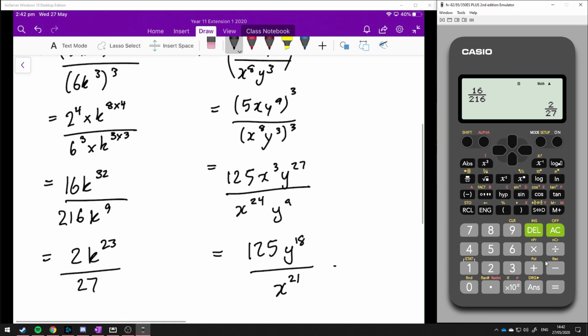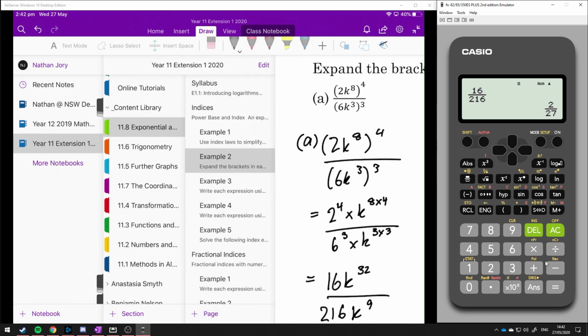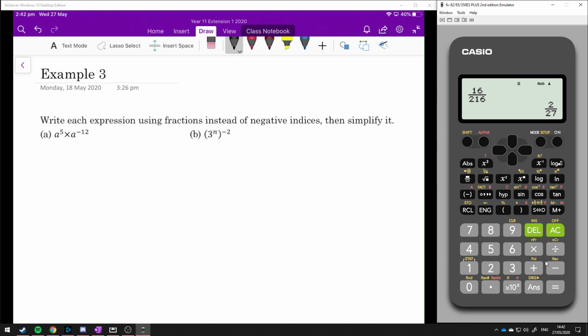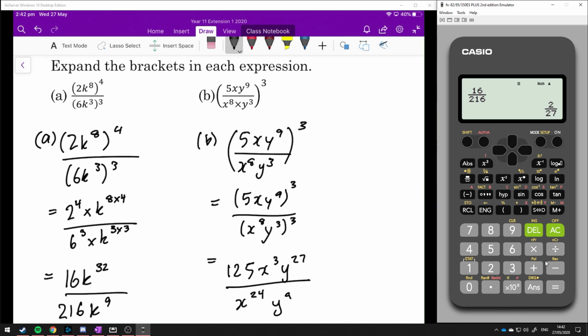So we've got A and we've got B over there. And we'll have a look at one more example. Well, no, not yet. I'm going to finish it there for this video. We'll look at those examples in another one when we do the negative indices.